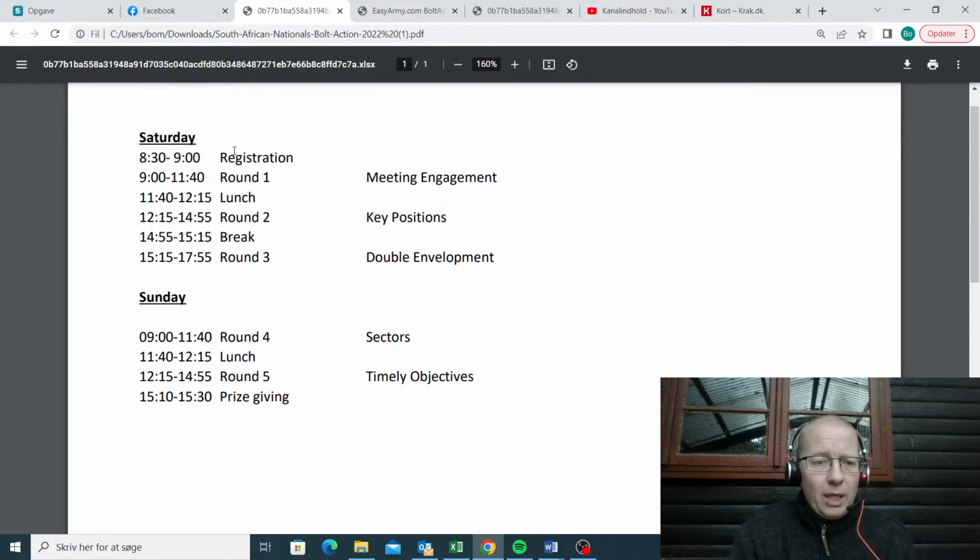Then they have a lunch break of 35 minutes, which, if you have lunch in the venue, is totally enough. If you have to go and order lunch outside, then that might be a problem, but of course people can bring their own. Then at 12:15 to 5 minutes to 3, they have round number 2. Again, we have 2 hours and 40 minutes, and they're playing key positions, so objective missions.